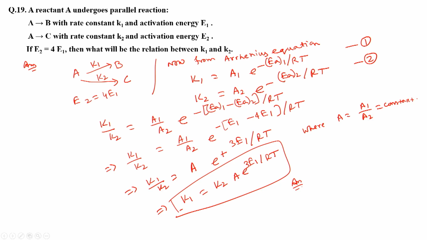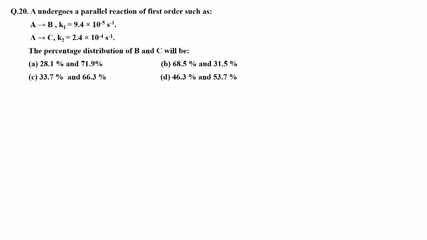Next, we move to problem number 20. It says A undergoes a parallel reaction of first order such that A goes to B, rate constant K1 is 9.4 times 10 to the minus 5 second inverse, and A goes to C with K2 is 2.4 times 10 to the minus 4 second inverse. The percentage distribution of B and C will be.